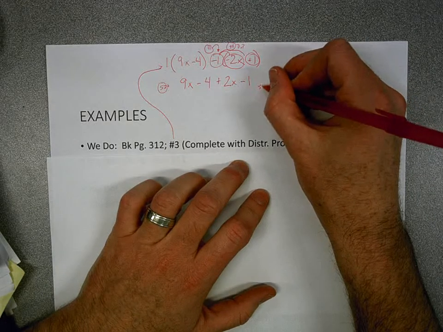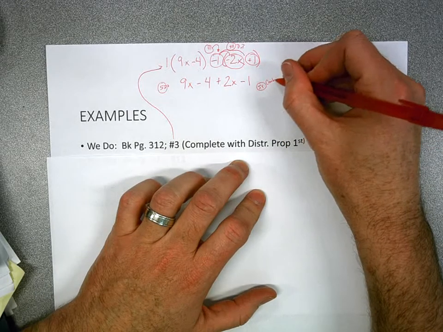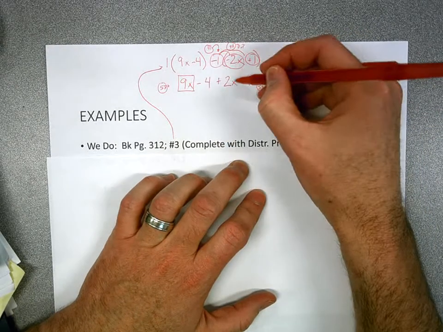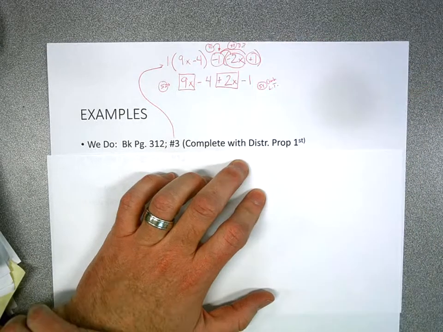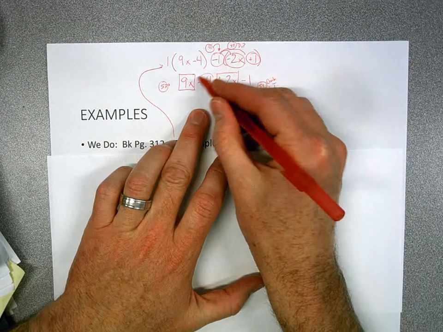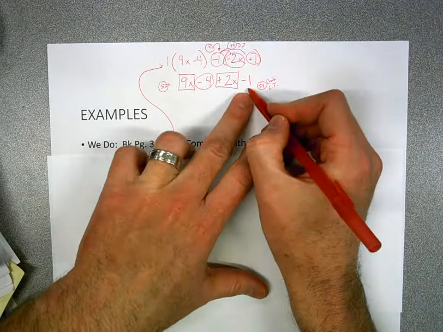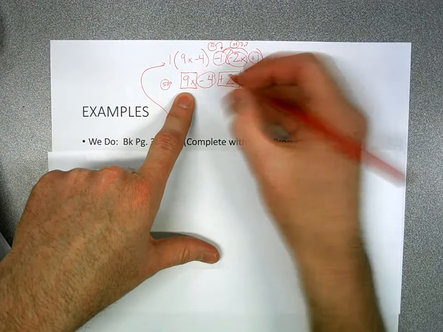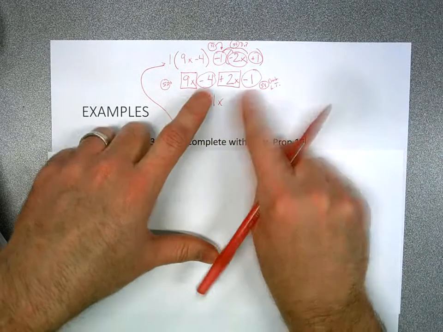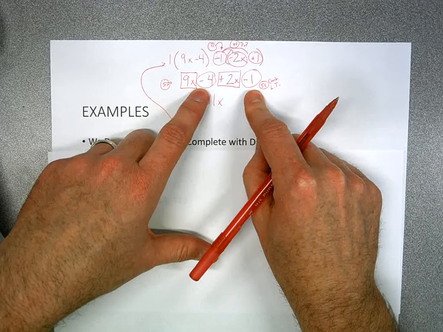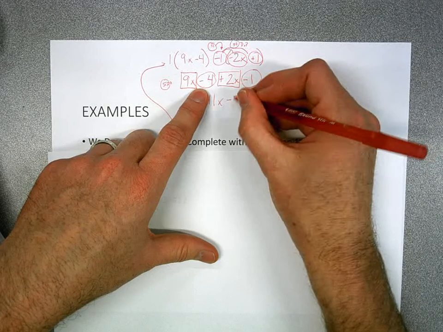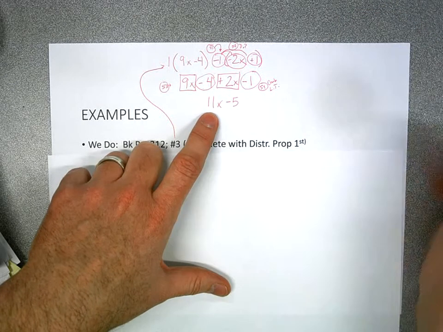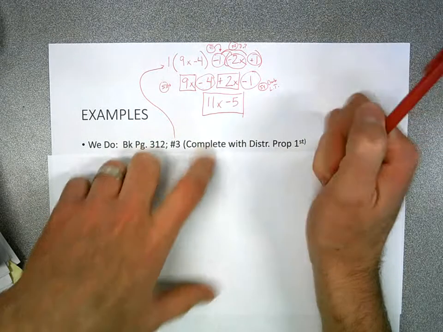From here, we're going to combine like terms. So, here's a 9x. My other x term is a positive 2x. This negative 4 is a constant. I'm going to circle it. And the other constant is negative 1. So combining my boxes, 9x plus 2x gives us 11x. Combining my circles, negative 4 minus 1 gives me a negative 5. There are no parentheses and no like terms. That is our simplified answer.